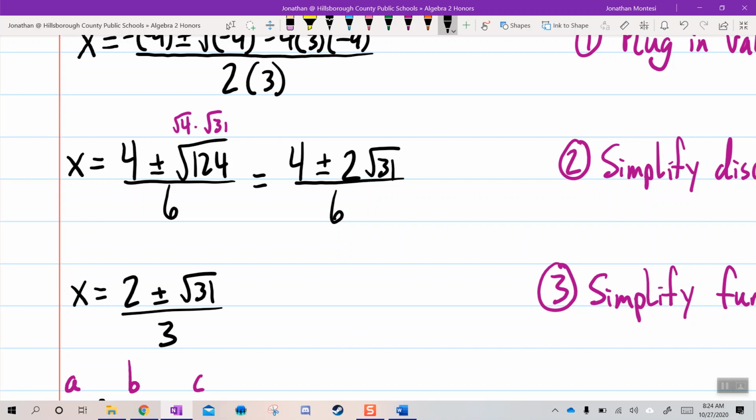I don't want any decimals for this. I don't want you to find the root of 31 in your calculator and do plus or minus with the 2. No, just leave it as it is. It's fine as a complex solution. So that is our final answer for this.